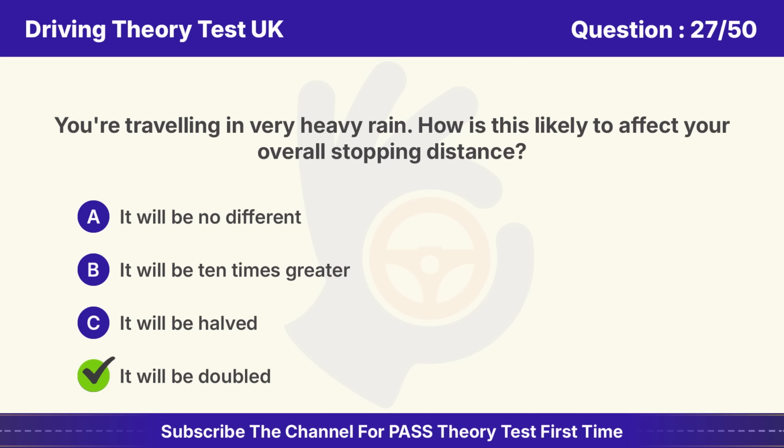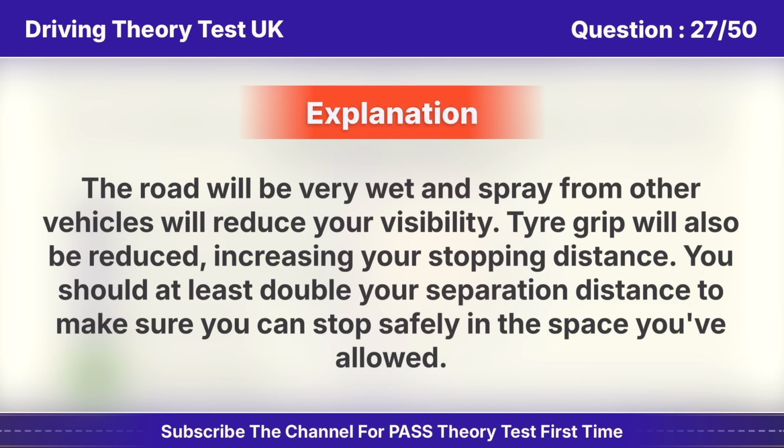Answer is D. It will be doubled. The road will be very wet and spray from other vehicles will reduce your visibility. Tire grip will also be reduced, increasing your stopping distance. You should at least double your separation distance to make sure you can stop safely in the space you've allowed.